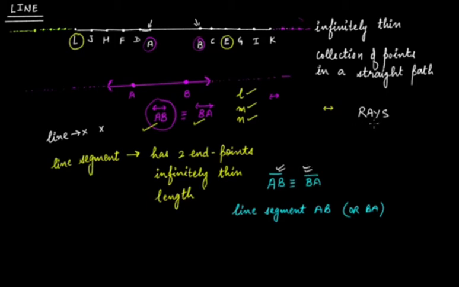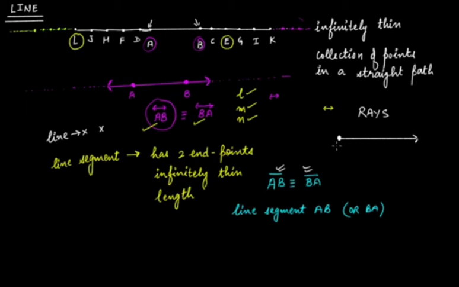And what's a ray? In the case of a ray, you'll have one endpoint, and there will be no second endpoint. That is, you'll only have one endpoint on one side, but on the other side, just like a line, it will go on extending. That is, it will go infinitely. It will go to an infinite point.